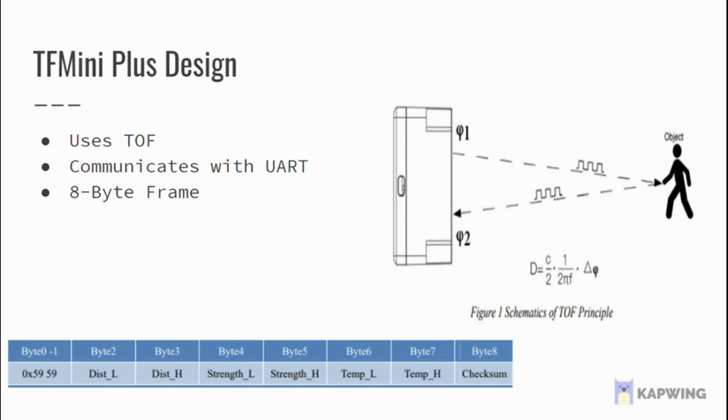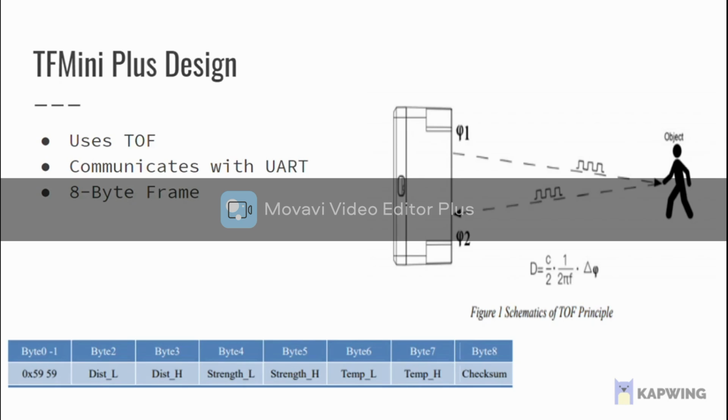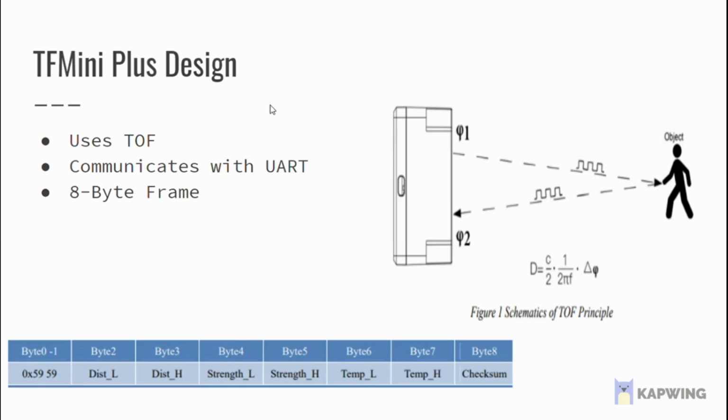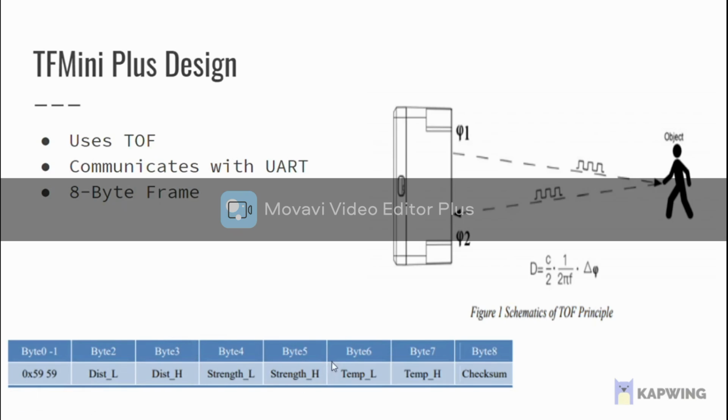The TF Mini Plus utilizes the time of flight principle, and its distance readings are calculated by this formula on the right. It uses UART to communicate with the board and transmit data through an 8-byte frame. The first 2 bytes are 2 header bytes. Bytes 2 and 3 are the distance readings. Bytes 4 and 5 are the strength readings. Bytes 6 and 7 are temperature, and the last byte is a checksum.